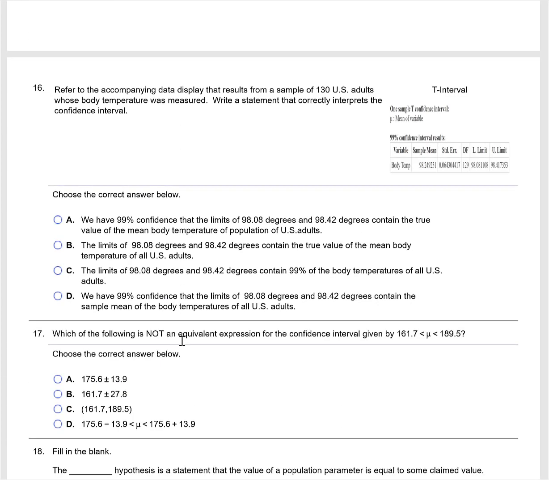Refer to the accompanying data display that results from a sample of 130 U.S. adults whose body temperatures were measured. Write a statement that correctly interprets the confidence interval. So again, we're talking about a confidence interval here. It's a 99% confidence interval. So we have 99% confidence that, and again, we're not going to talk about the sample mean, but we're going to talk about the true value of the population mean. And so the correct answer for this one is going to be A.